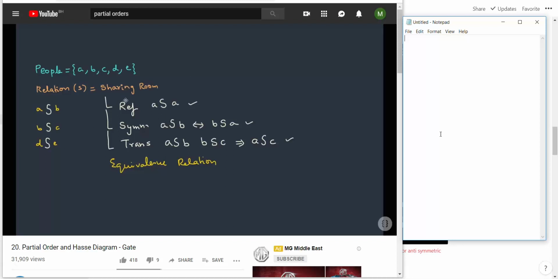Let's represent this in the form of a picture. Let's say there are some rooms. With this data, let's fill these rooms. A sharing with B. So A and B are in one room. Then B sharing with C. That means C also belongs to this particular room. D sharing with E. And these two are not sharing with the other guys. So obviously they have to be in the other room.